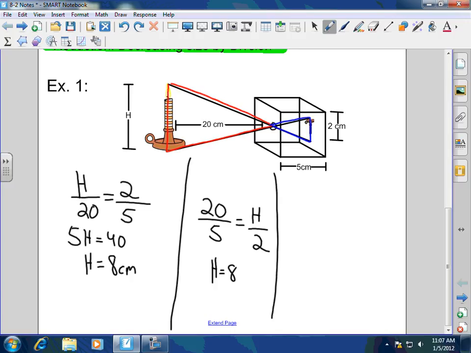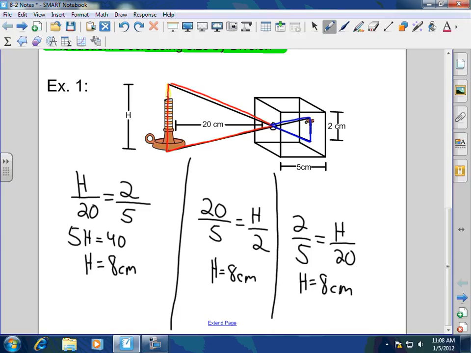You could also say, okay, how about if I want to reverse it? What if I want to say 2 to 5, small triangle height to small triangle distance, equals h, large triangle height, to large triangle distance. You're still going to get that h equals 8 centimeters. Does that make sense?